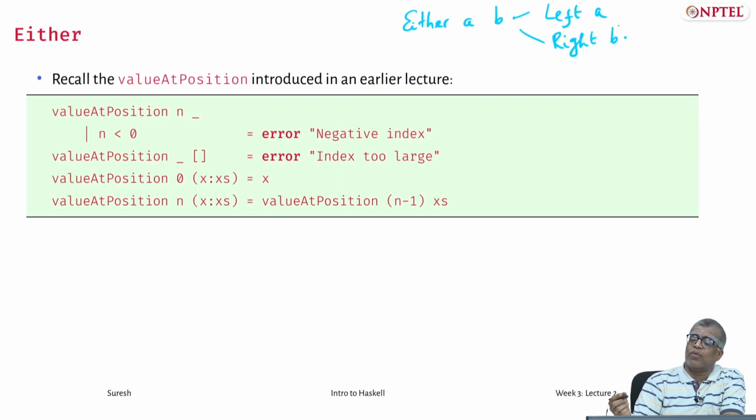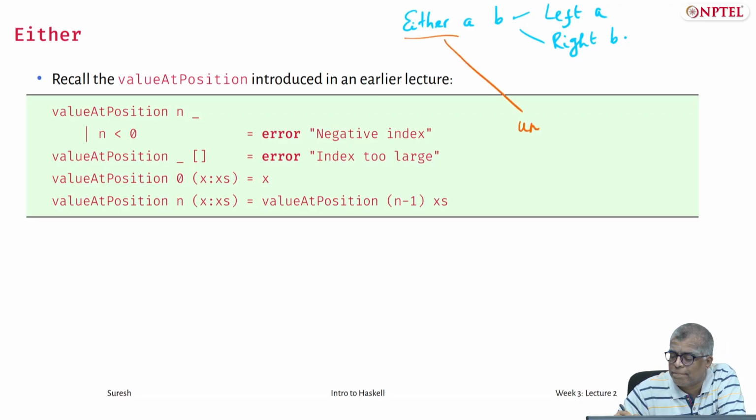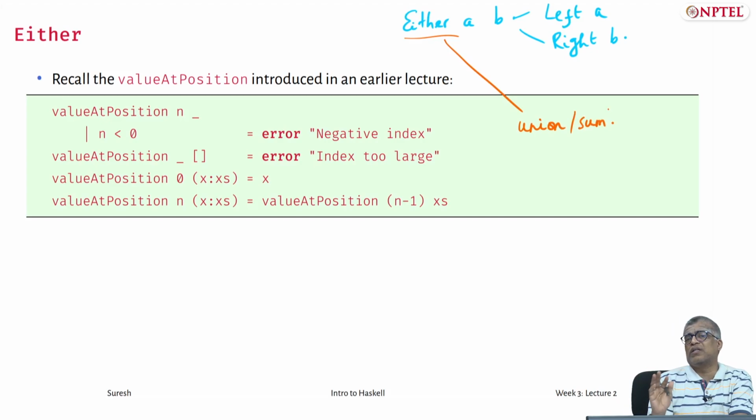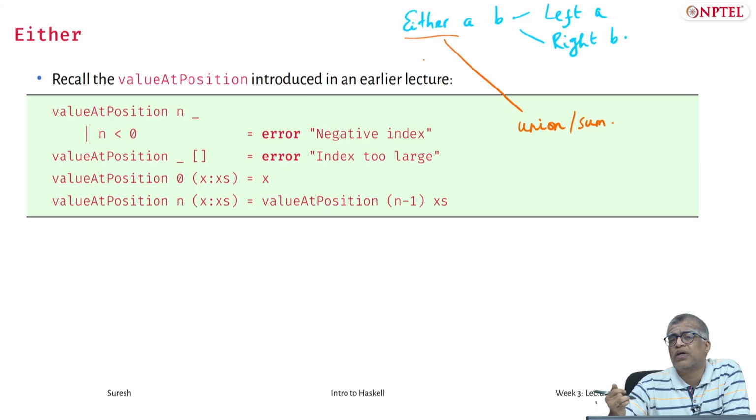In other languages, this is called a sum type or union type. In something like C, this is called a union. Haskell calls this the Either type constructor. This is a type constructor that takes 2 types and returns a new type.